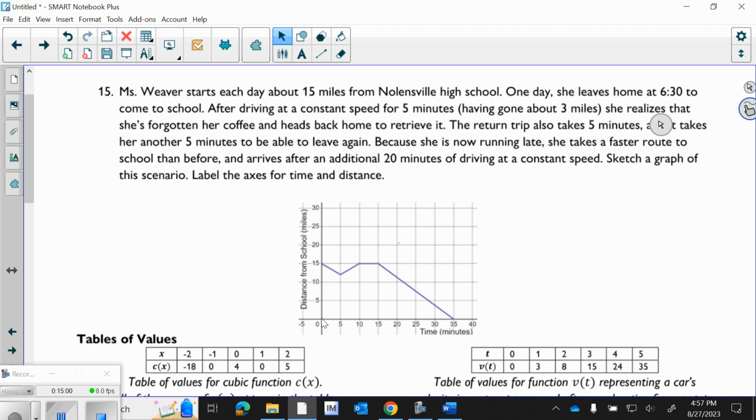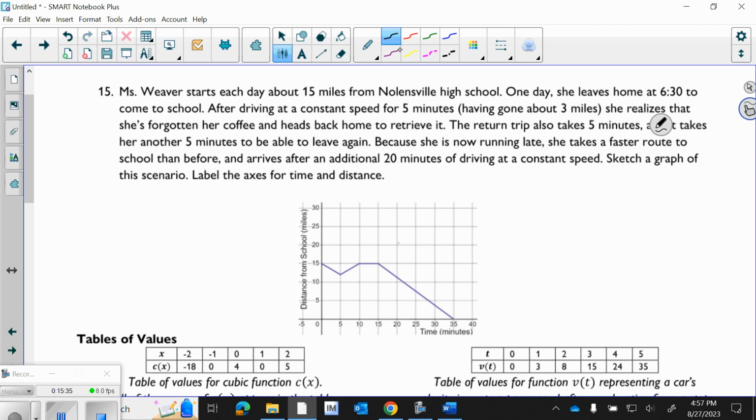One day, she leaves home at 6:30 to come to school. After driving at a constant speed, which indicates this is a linear function, for 5 minutes, having gone about 3 miles, she realizes she's forgotten her coffee and heads back home. The return trip also takes 5 minutes. So in both of those, you can see we have a linear function.